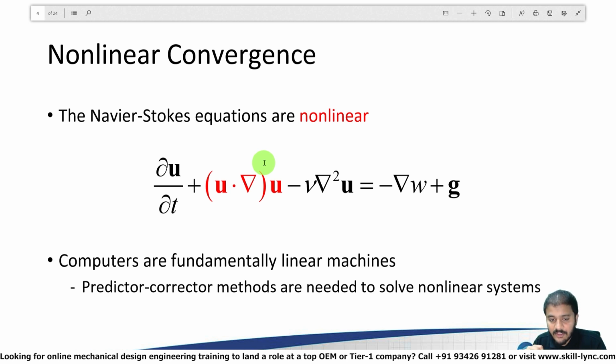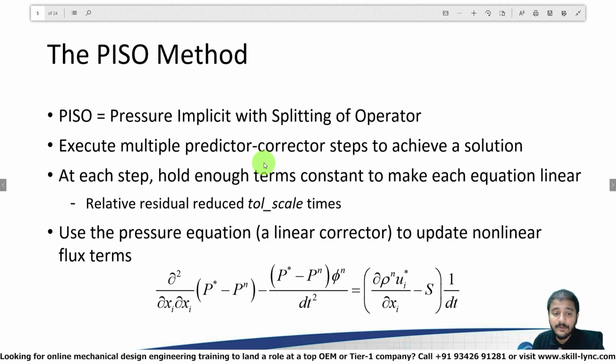So what you basically do is you use something called a predictor-corrector method, and you might have guessed what this method does. Since your computers can solve only linear equations, this predictor and corrector method is essentially converting your non-linear system of equations into a linear equation, right? And when you do this, you gain the ability to solve these equations using your computer. So the PISO method, which stands for pressure-implicit with splitting of operator, is essentially a predictor-corrector method which linearizes your equations so that you can get a solution.